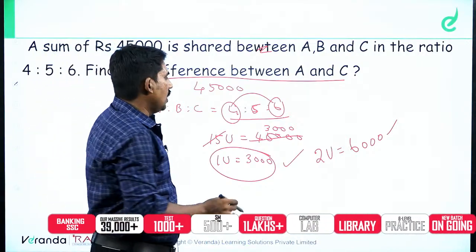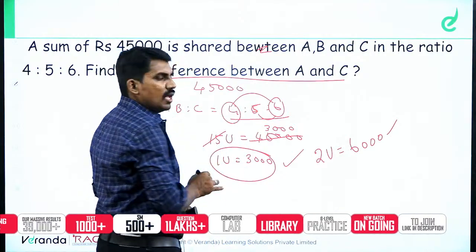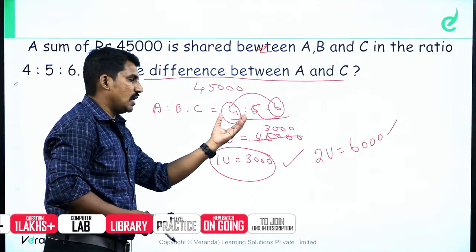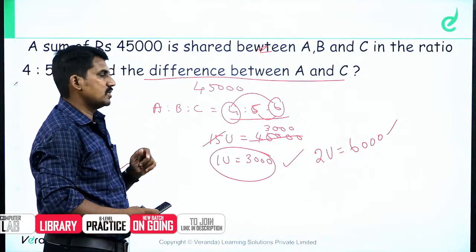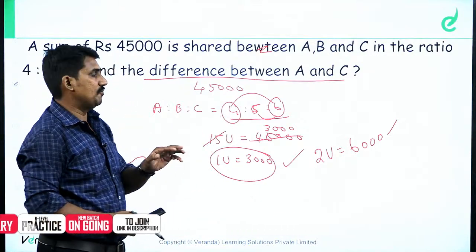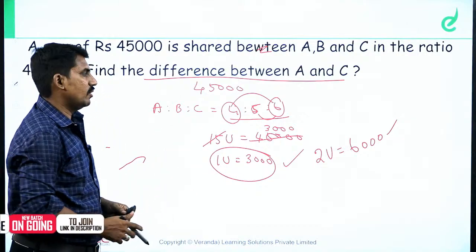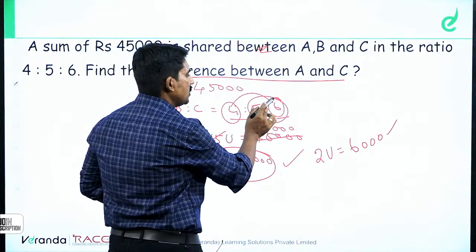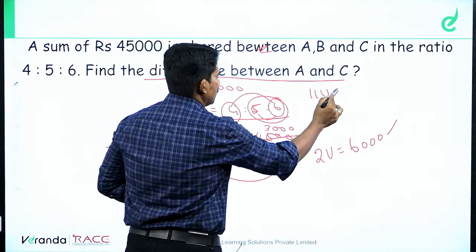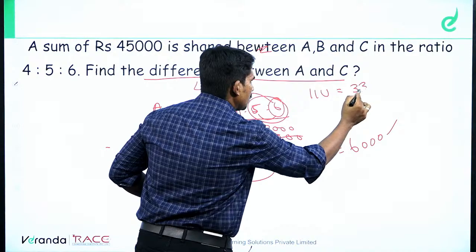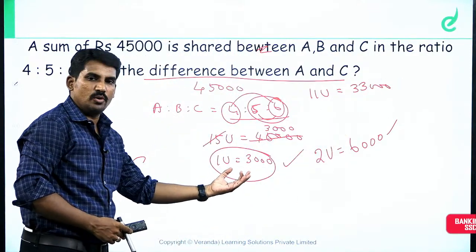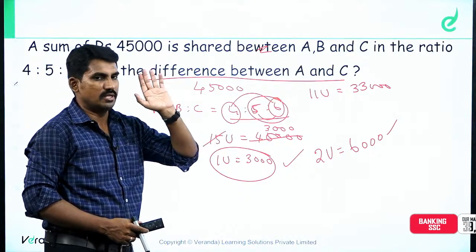Now, difference between B and C. What is the value? Difference between B and C means 1 unit, 1 unit 3,000. Difference between A and B, again 1 unit, 3,000. Now, what is the sum of B and C? What we have to do? B 5 units, C 6 units, therefore 11 units. 1 unit is 3,000, 11 units how much? 33,000.